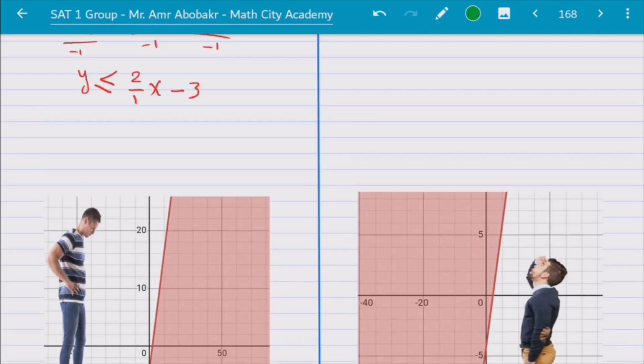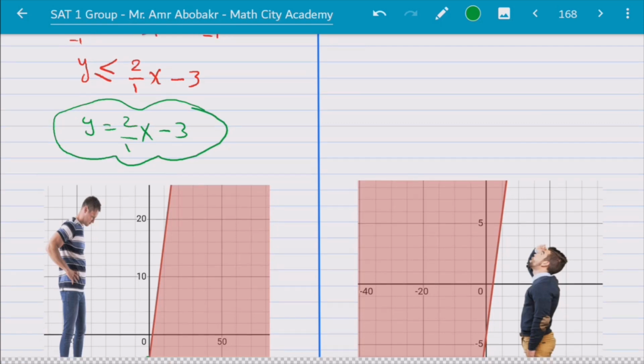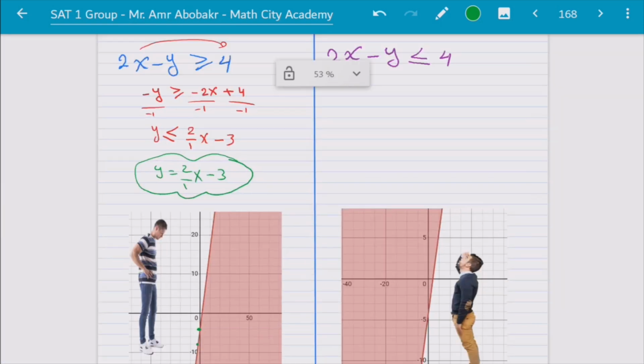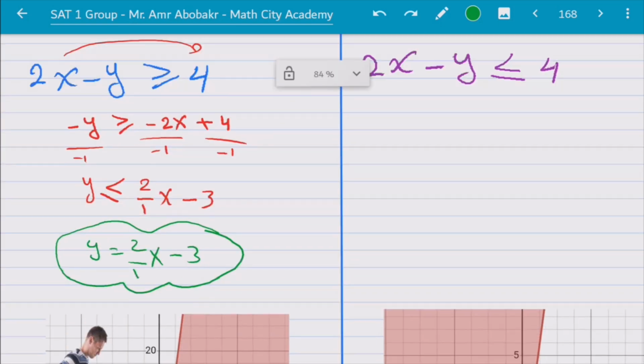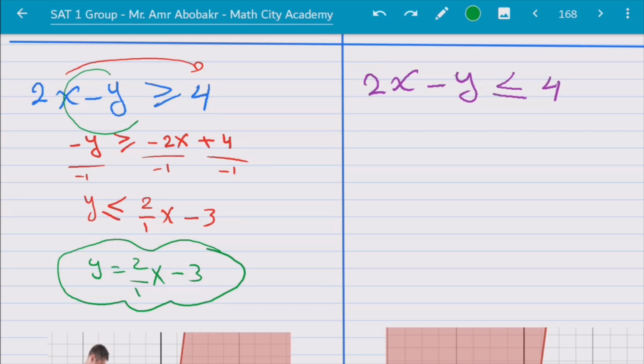And you can make it like an equation: y equals 2 over 1x minus 3. This is like an equation of a straight line. Okay, so now after drawing a line by joining 2 points, the important step is how to color the area. Is it greater than or smaller than? I see in the original inequality greater than, but it's not right because this is negative y here, not y.